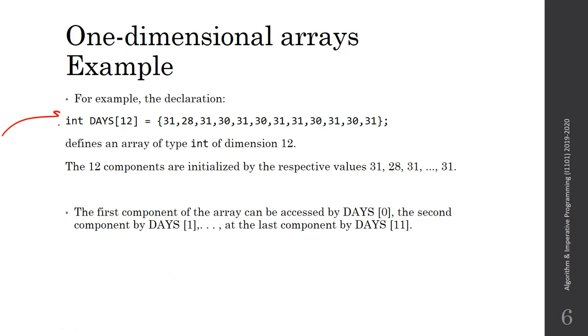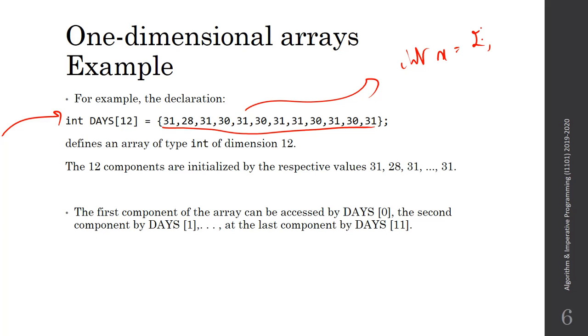Let's take an example. Here we have 12 days, so 12 integer variables, and we call the array days. So we have 12 elements, which are the number of days in each month. We have an integer array of dimension 12, and the 12 components are already initialized, so we already have values. It's the same as int x = 2, where we initialize the variable x directly. Here we directly initialize the 12 components of the array.